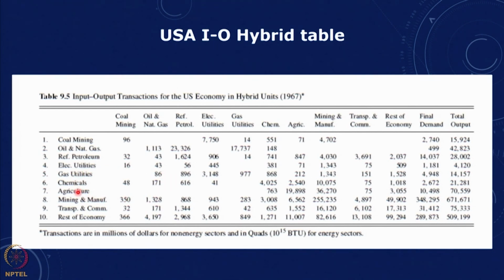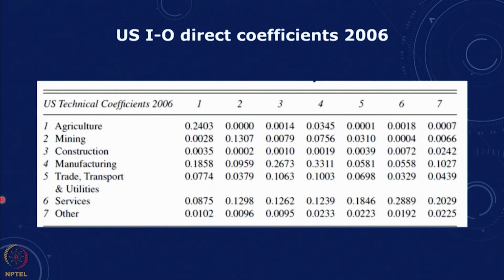The chemicals, agriculture, mining, transport and communication, rest of economy are all going to be in money terms, and if we know the prices, we can convert it into a money term aspect. And so we saw last time the numbers in terms of direct coefficients for 2003.